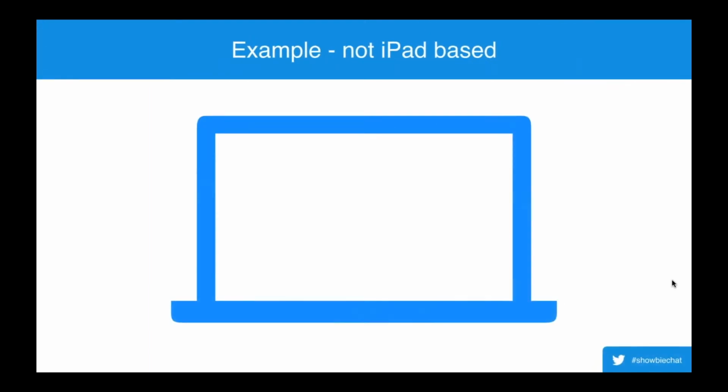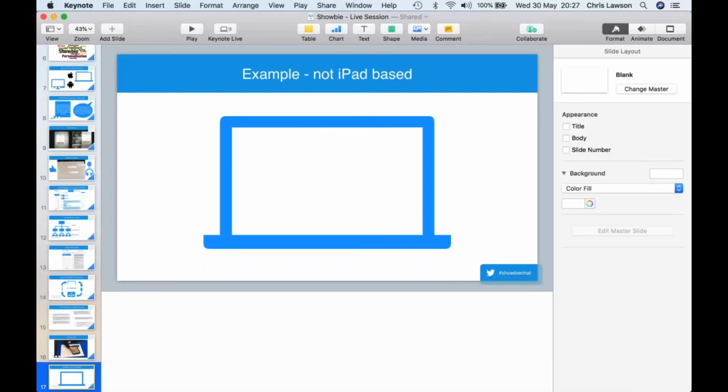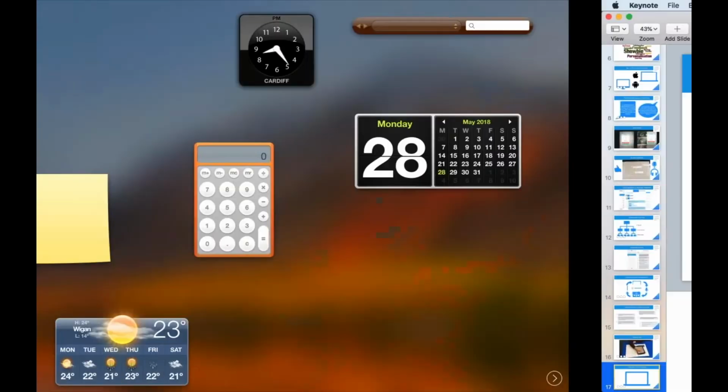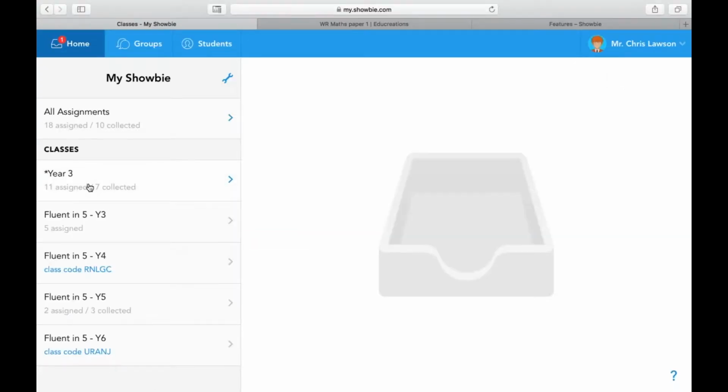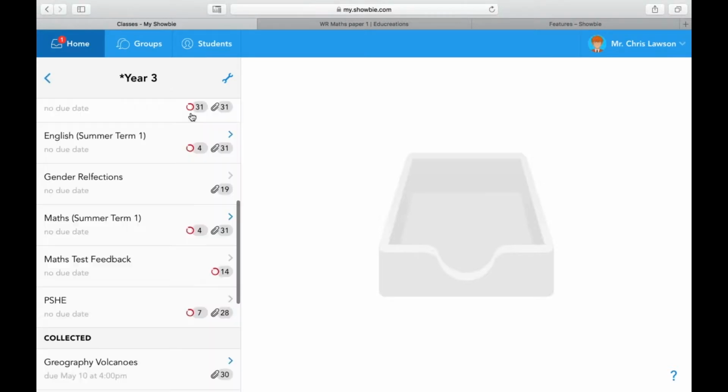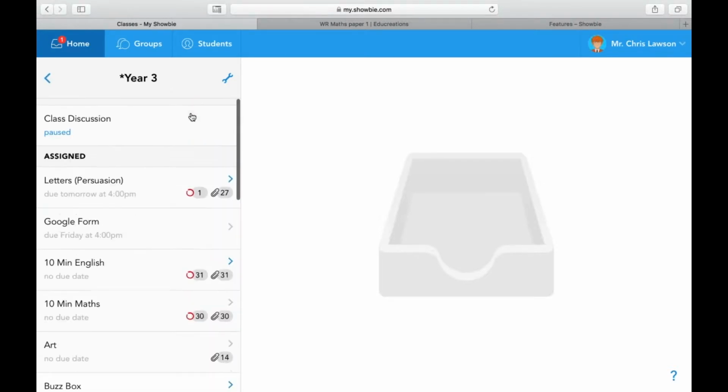So an example where it's not iPad based, because that's really important too. As I alluded to earlier, we've had a slight issue where, well, not issue, but we're trading in our iPad minis for some of the brand new iPads. And obviously the trade-in times have taken a little bit of time to come through. And as a result, we've been using the PCs more than we have done previously.